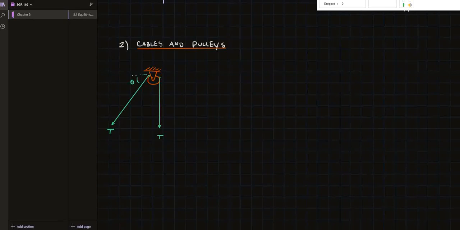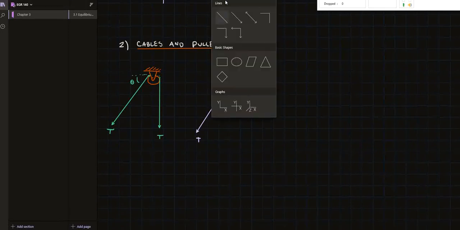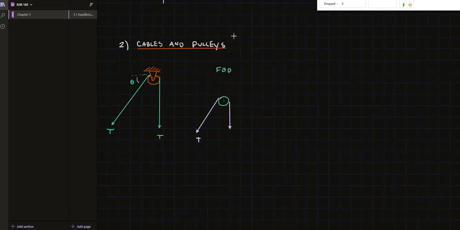So if I'm going to draw a free body diagram of this, I will maybe just draw the circle. I don't need much more. And then let's use a different color. I've got that force, this force in this direction. And then, since we're considering the pulley weightless right now, the only other thing I have is this force in this direction.